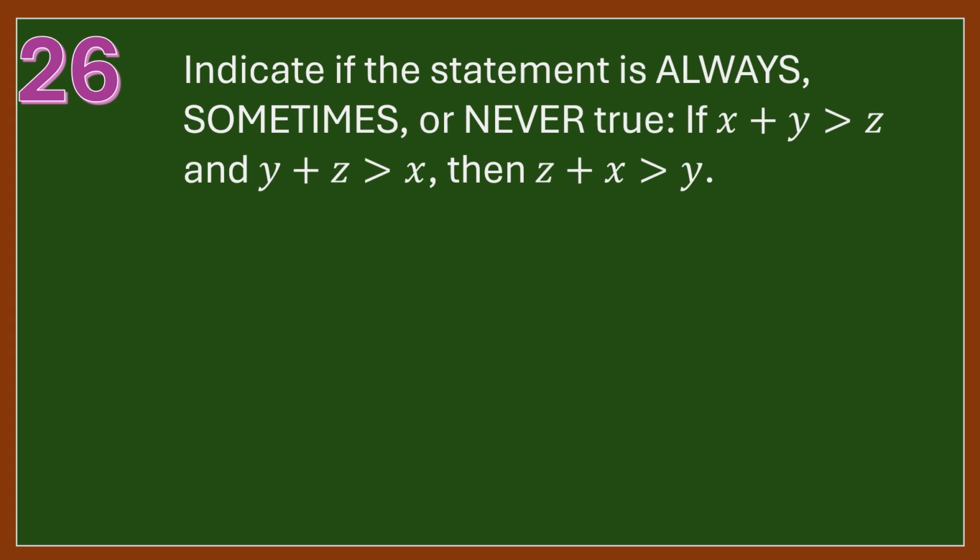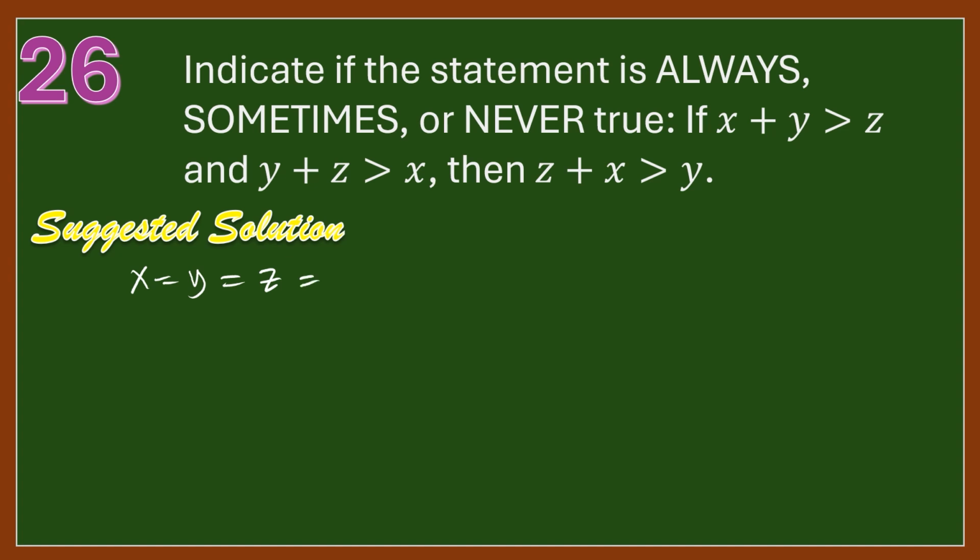Number 26. Indicate if the statement is always, sometimes, or never true. If x plus y is greater than z and y plus z is greater than x, then z plus x is greater than y. For our suggested solution, let us use examples and counterexample on these statements. All these statements are true when x is equal to y and equal to z. Let's say, for example, these three values are equal to 4.